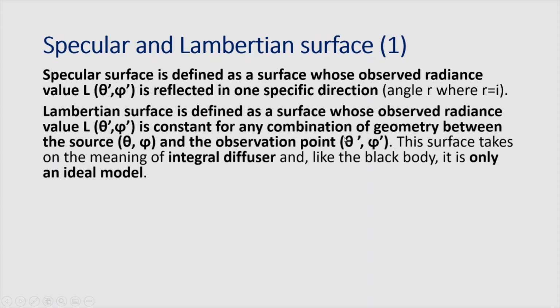A Lambertian surface is defined as a surface whose observed radiance value is constant for any combination of geometry between the source and the observation point. This surface takes on the meaning of integral diffuser and, like the black body, it's only an ideal model.